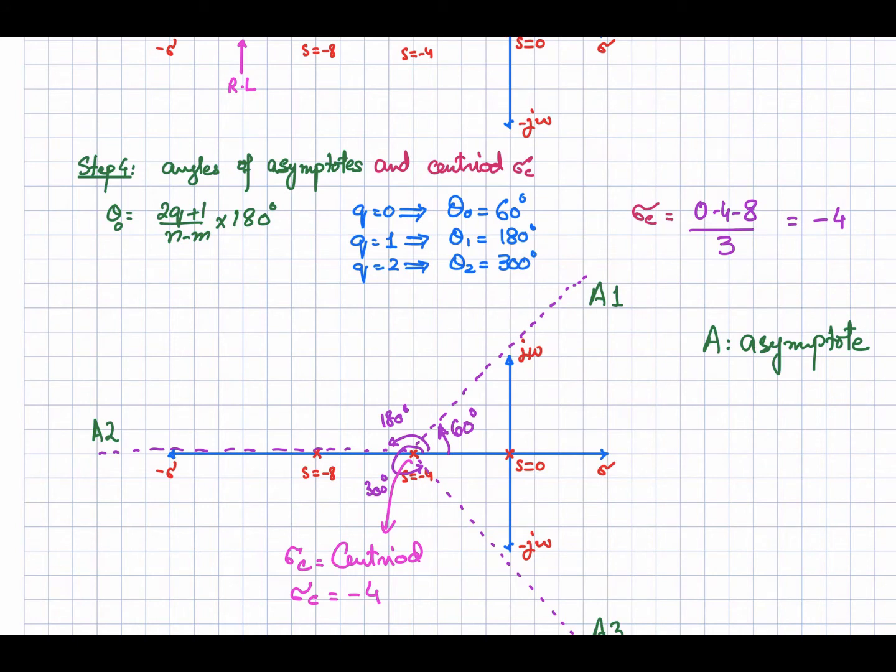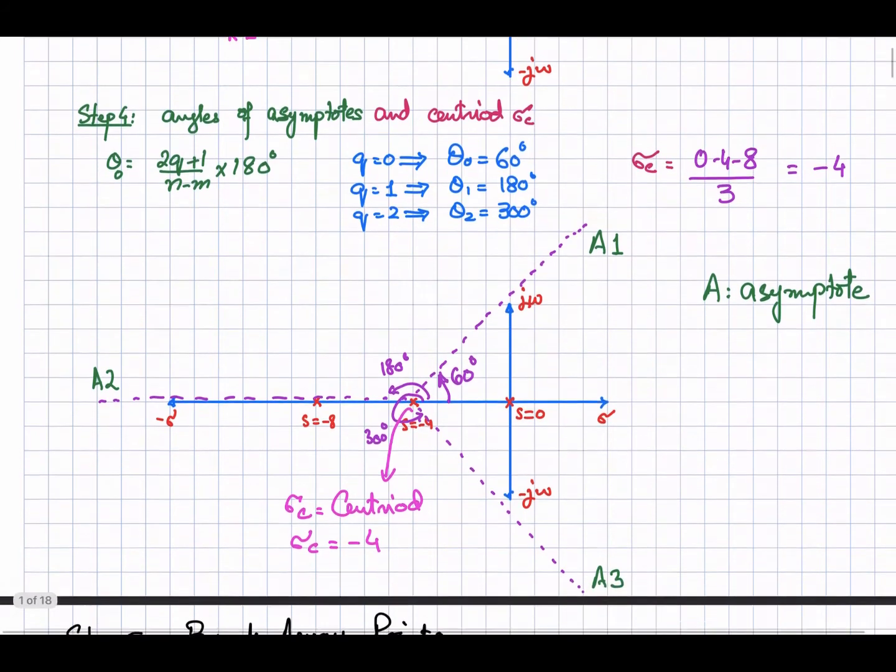And the centroid is calculated by taking the sum of the real parts of the poles and then subtracting from that the sum of the real parts of the zeros. There are only poles over here. One pole is at 0, the other one is at minus 4, the next one is at minus 8, and dividing by n minus m, that is equal to 3. So you will get the centroid. So the centroid is basically the point at which your asymptotes will meet over the real axis.